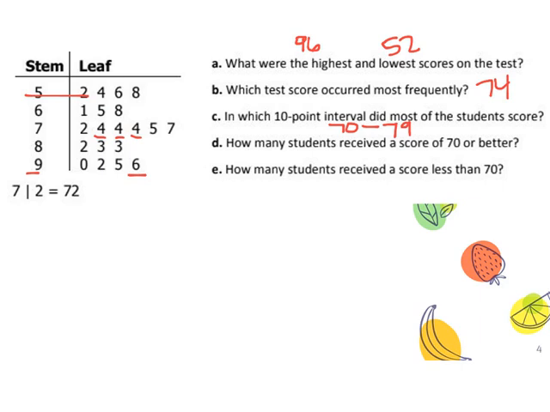Now, how many students received a score of 70 or better? So we're going to go ahead and count all of the 70s or better. So 1, 2, 3, 4, 5, 6, 7, 8, 9, 10, 11, 12, 13. Now, how many students received a score less than 70? So now we're just going to go on the lower half, and we're going to count 1, 2, 3, 4, 5, 6, 7. So there's only 7. All right, so that's how to read a stem and leaf plot if we were actually given one.